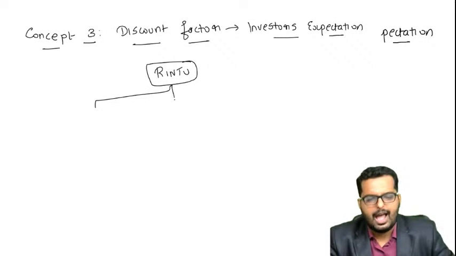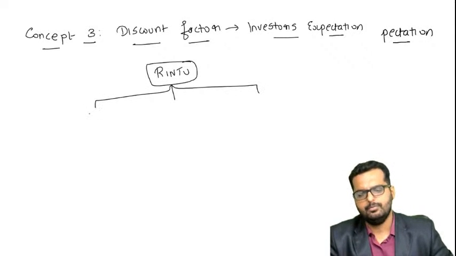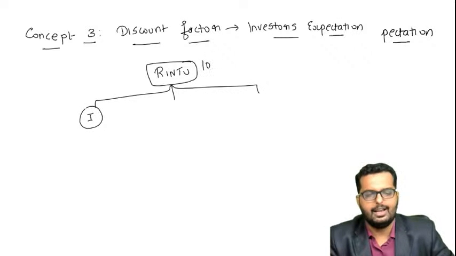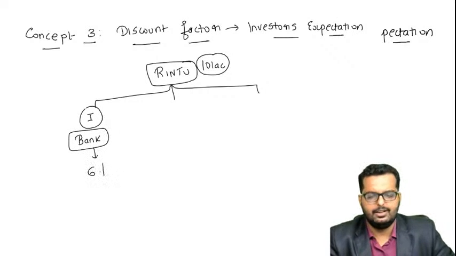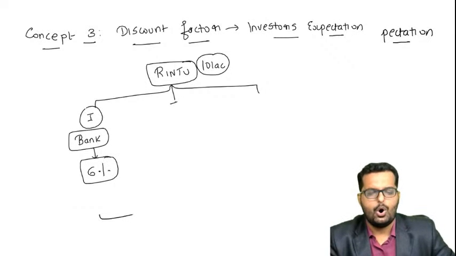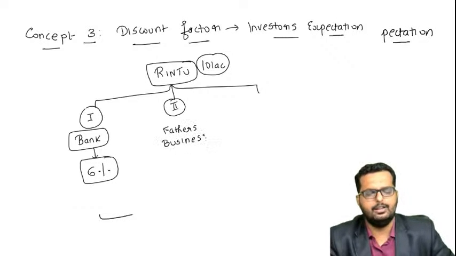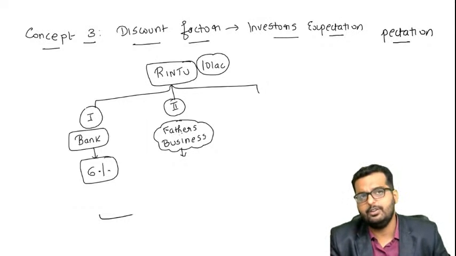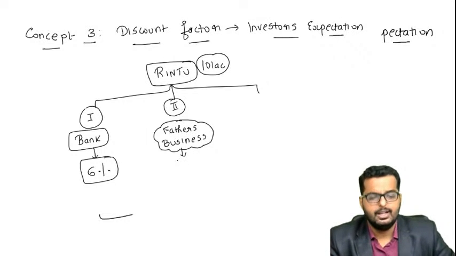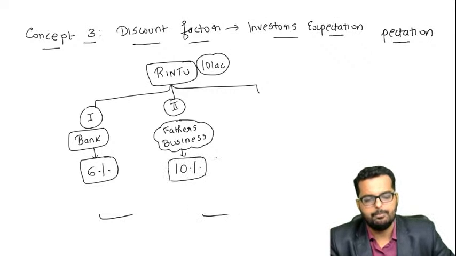Rinto actually has 3 options. Option 1, if he is having 10 lakh rupees with him, he can put this 10 lakh rupees in the bank. If he puts this money in the bank, let us say he will get 6% return. Option 2, Rinto can join his father's business, his family business. His father might be a textile trader or anything else. Let's say he's a textile trader. Instead of putting this 10 lakhs into a CA firm, he can put the money in his father's business. There maybe he's getting 10% return.